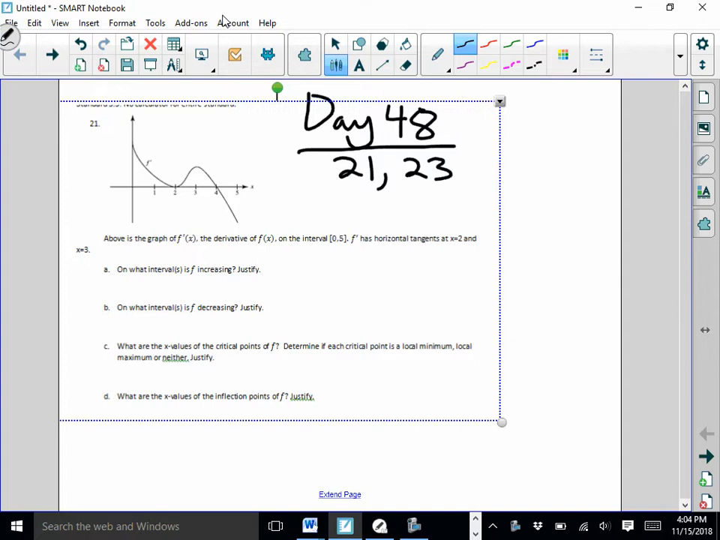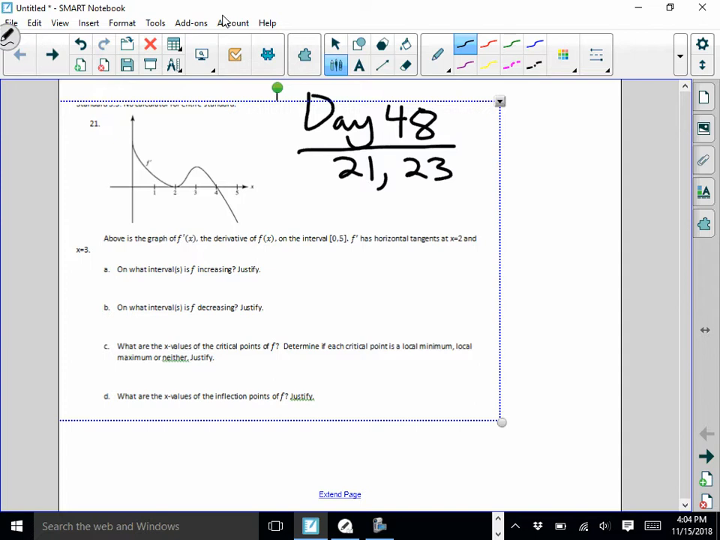So anyways, problem 21. Above is the graph of f prime, the derivative of f on the interval 0 to 5. It says f prime has horizontal tangents at x equals 2 and x equals 3. So we have our classic f prime graph here. Try and figure out what's going on. A says, on what intervals is f increasing? Justify. Well, your justification is your thought process to choosing the interval that you want here.